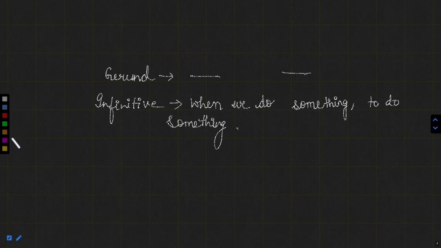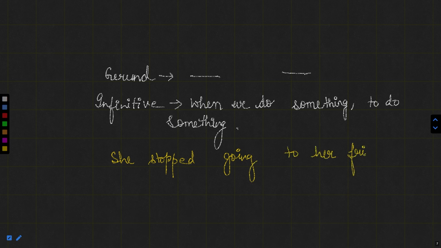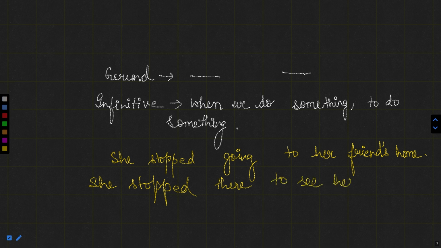Now let me take two sentences over here. She stopped going to her friend's home. And another sentence is, she stopped there to see her friend. To see her friend, or to meet her friend, let's say. Now, the meaning is different in both these sentences.